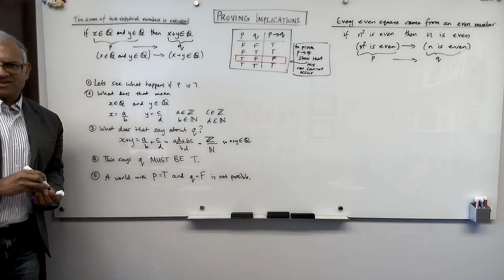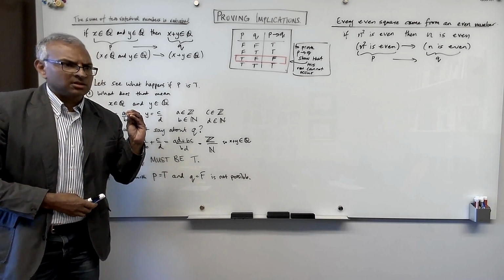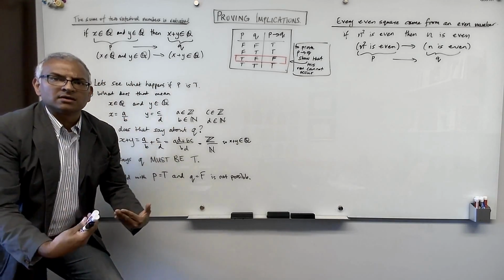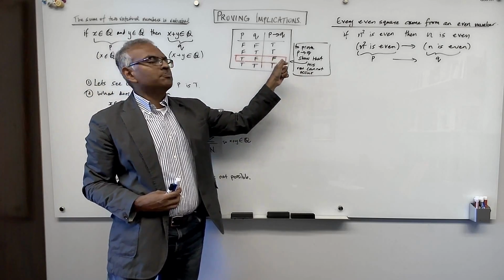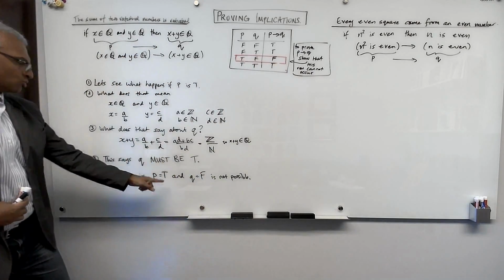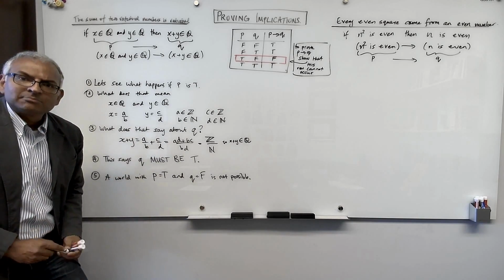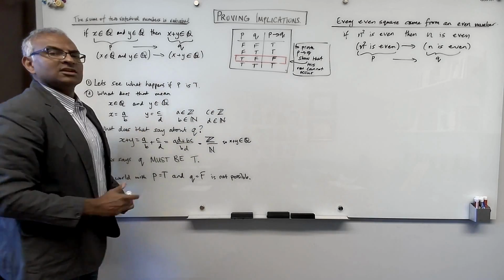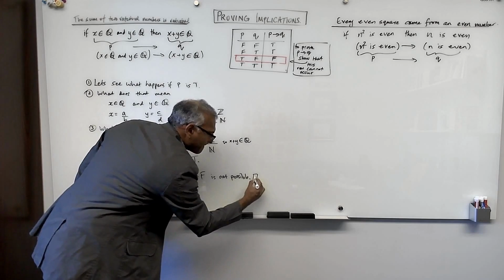Now that is very interesting. If a world with P true and Q false is not possible, it means that there's no world in which this implication can be false, because this row is not possible in any world. Because in any world where this row is possible, P must be true, but then Q must be true also, cannot be false. And so that proves that the implication is true, by proving that the false row cannot happen. End of proof.